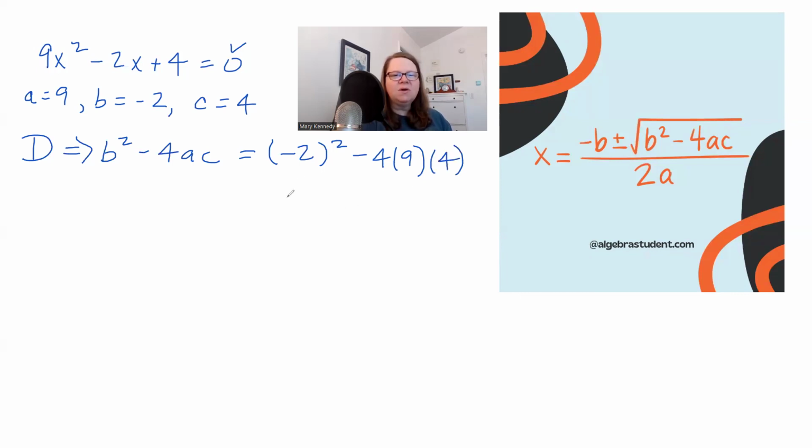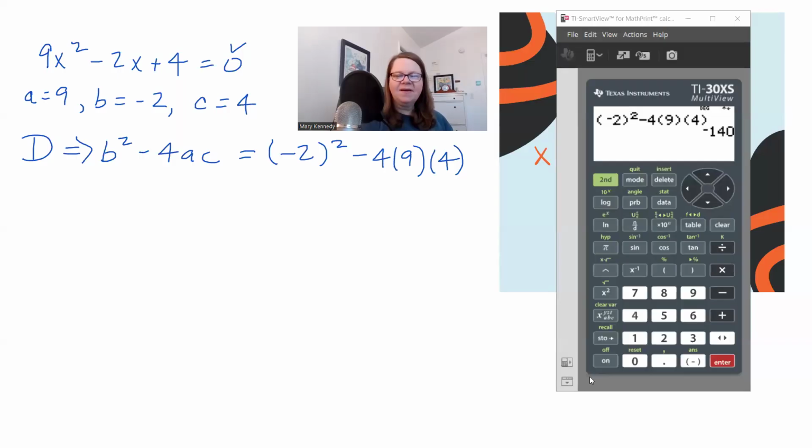Be sure, depending on your calculator, to tell your calculator to use parentheses to square the whole thing. You've got to use parentheses or it will not give you the right answer. So be in charge there. All right, let's see what we get for the discriminant. Okay, so we get -140 for the discriminant, and so we've got D is -140.